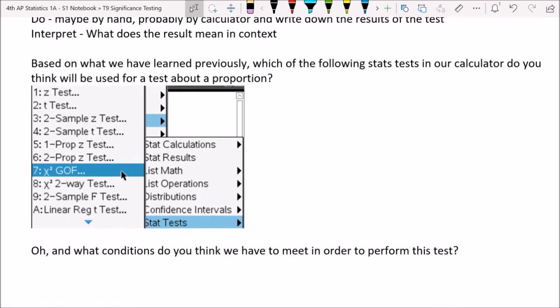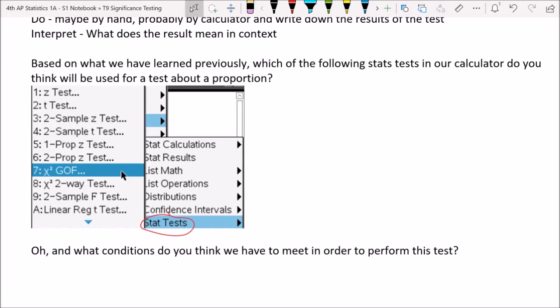We're going to let the calculator do the heavy lifting. What I have on the screen here is a screenshot of my calculator. I went into the menu, then the statistics menu, and then down here you can see I've chosen the stats tests. Remember, this topic could be called significance testing or hypothesis testing. That's why we're going down to stats tests. And then we have the list here.